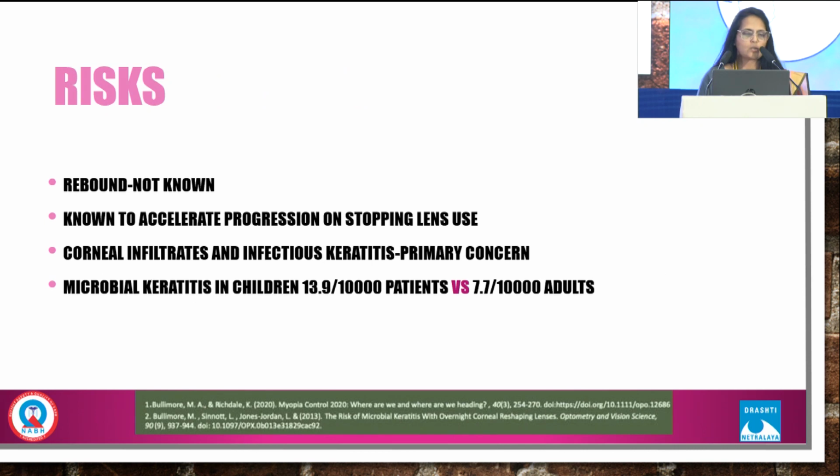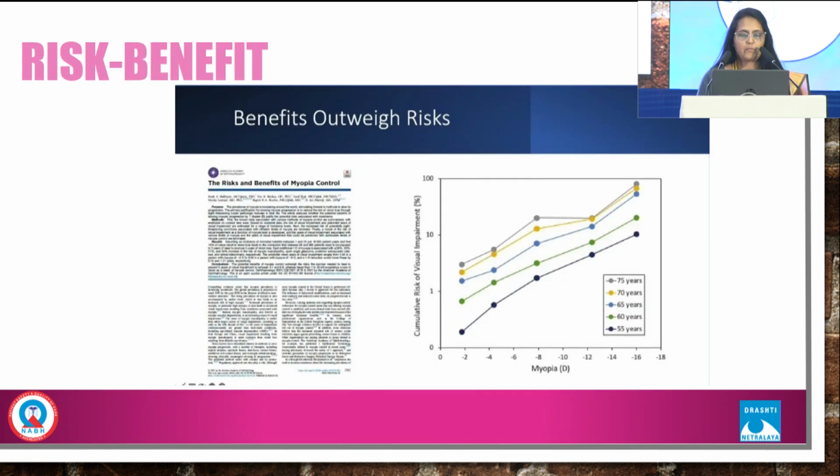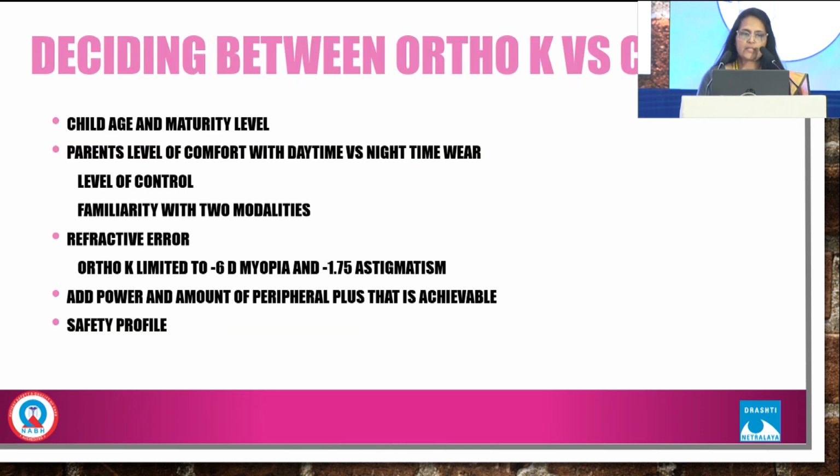Rebound is still not known, with accelerated progression after this. Corneal infiltrates and infectious keratitis are the primary concern when we are giving ortho-K, because microbial keratitis in children is 13.9 per 10,000 patients as compared to adults, which is 7.7 per 10,000. So this study says that you have to weigh benefits versus risk whenever you are prescribing.